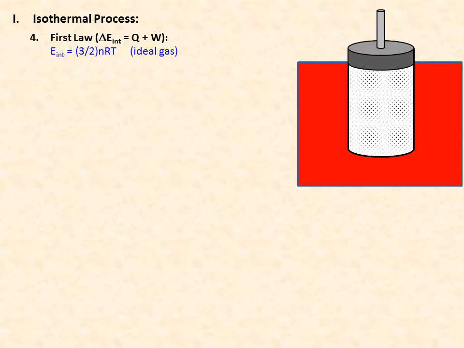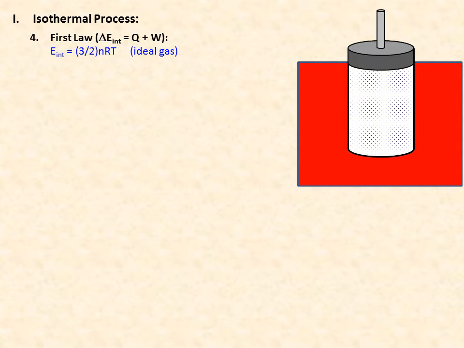So it turns out that for an ideal gas, there's a very simple relationship between the internal energy of the gas and the temperature of the gas. This expression, 3/2 nRT, we will derive in our next unit on kinetic molecular theory, but for now you're going to have to take it on faith. This is how you calculate the internal energy of an ideal gas.